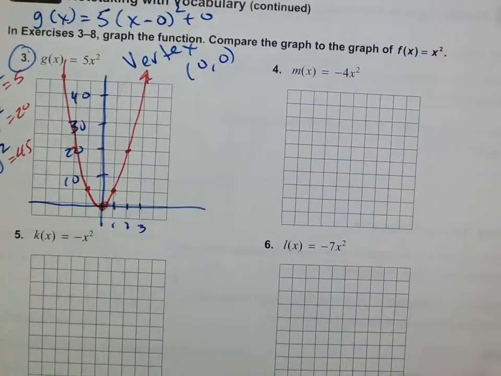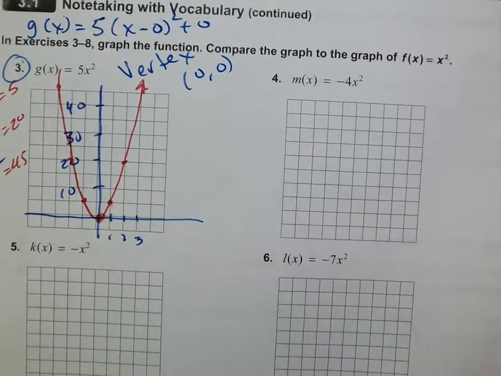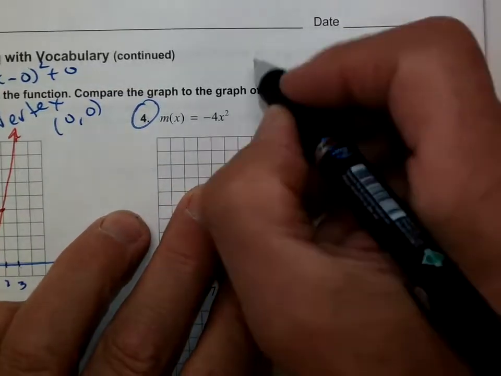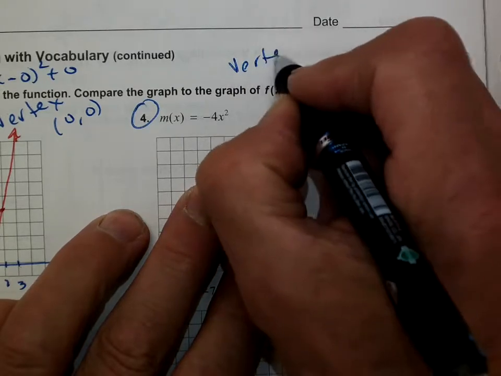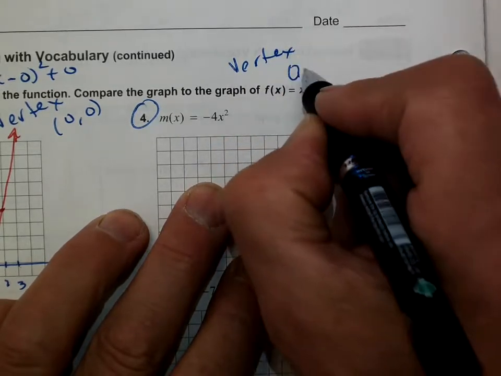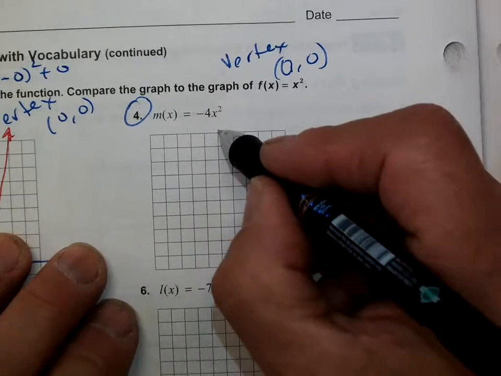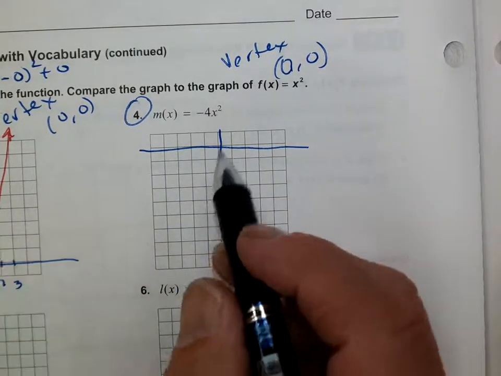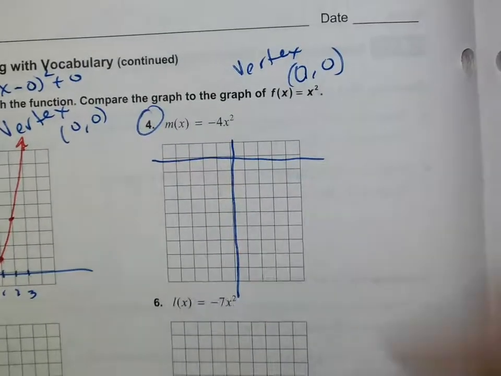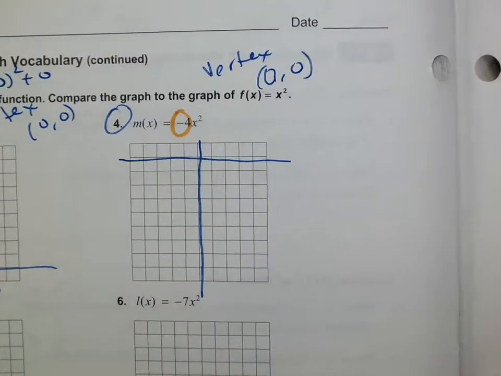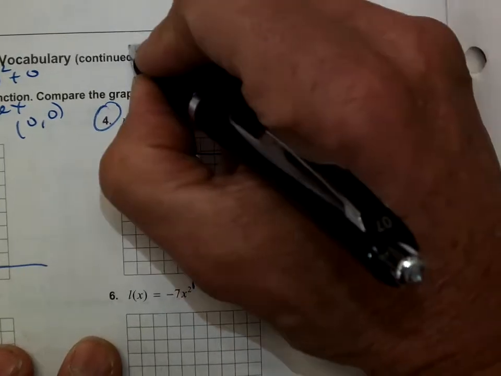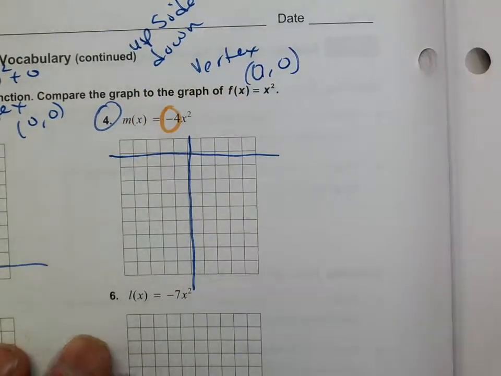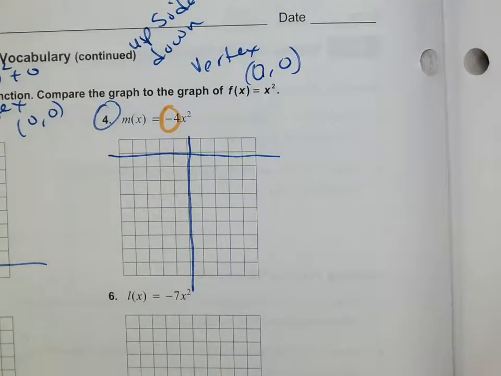Okay, how about number 4? Let's look at 4. The vertex is at 0, 0, totally right. And then I know this one's going to be upside down. It's going to be a frowny face, right? And it's going to be 4 times as tall.